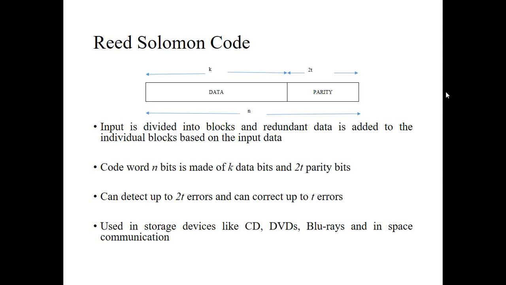Redundant data or parity bits are added to the data before transmission. An addition of 2T parity bits can enable detection of errors up to 2T bits and correction of errors up to T bits. They are widely used in storage devices like CD, DVDs, Blu-ray, and also in space communication.